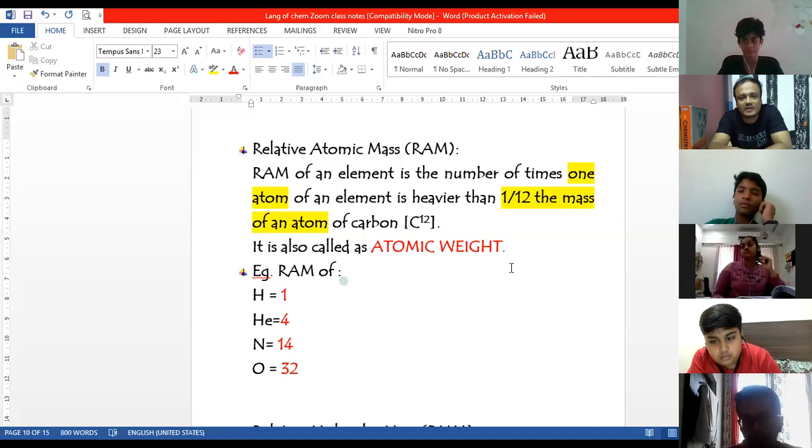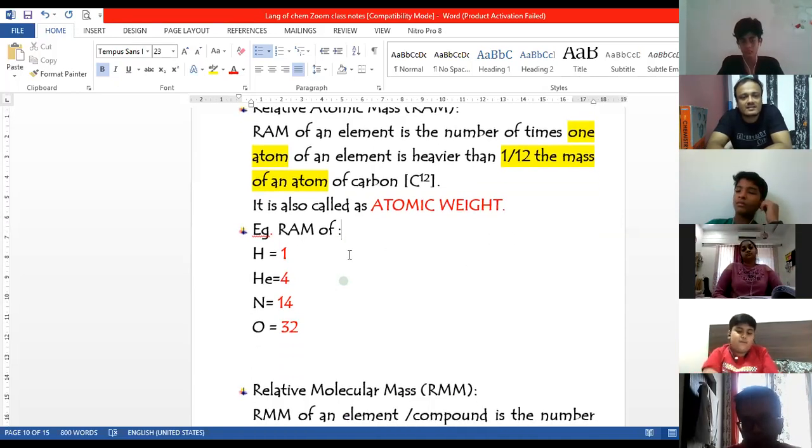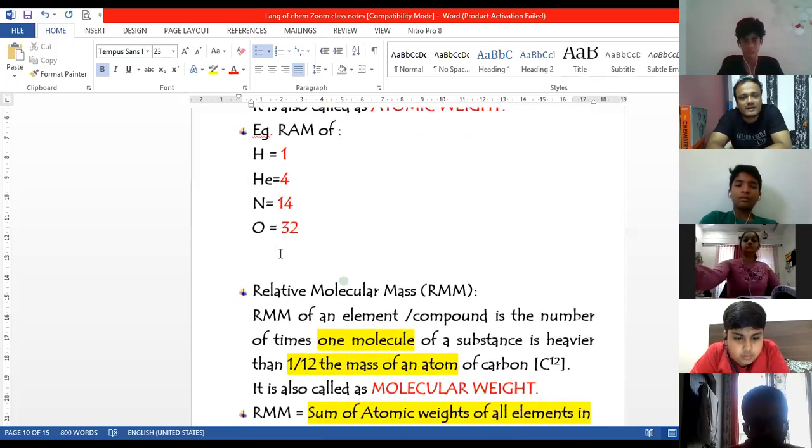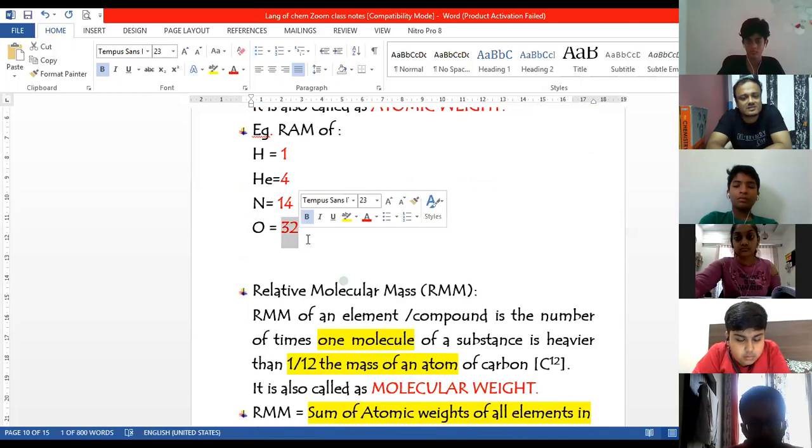Atomic mass is the weight of one atom. Okay, so atomic masses of certain elements are given on the screen: hydrogen is 1, helium is 4, nitrogen is 14, and oxygen is actually 16, this is not 32. Okay, this is 16, this is not 32.